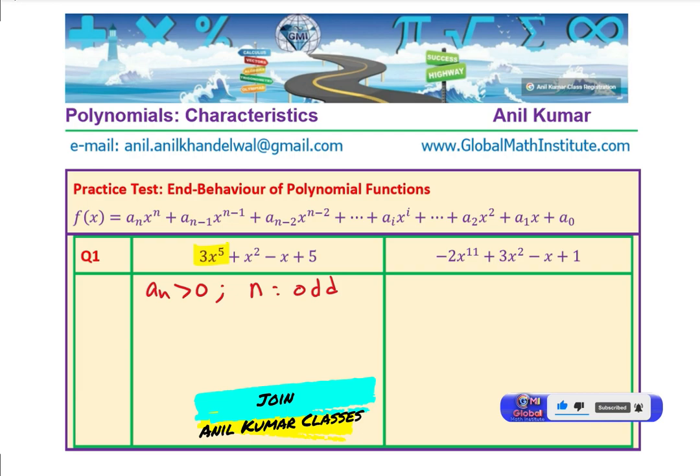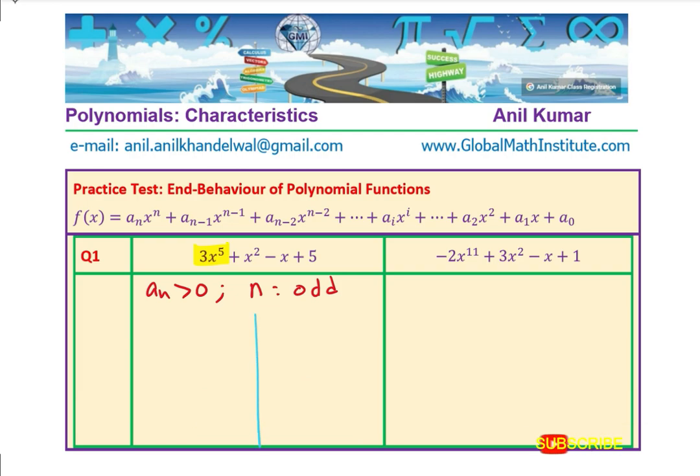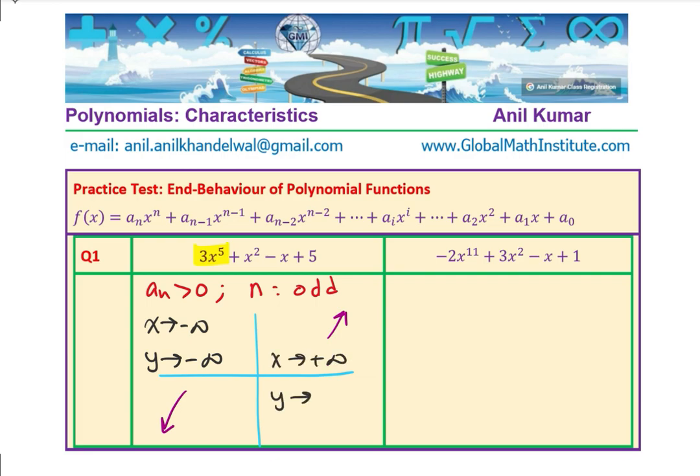So what should the behavior be? Since an is greater than 0, the graph will end up in quadrant 1. Since n is odd, it will be in opposite ends. So you can write this as: when x approaches negative infinity, y approaches negative infinity, and when x approaches positive infinity, y approaches positive infinity.